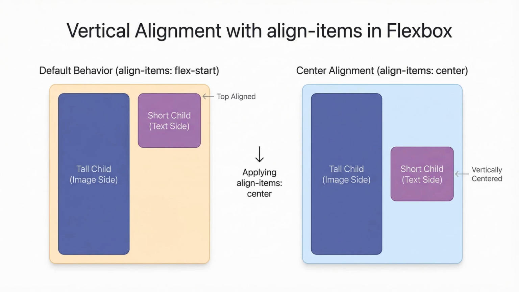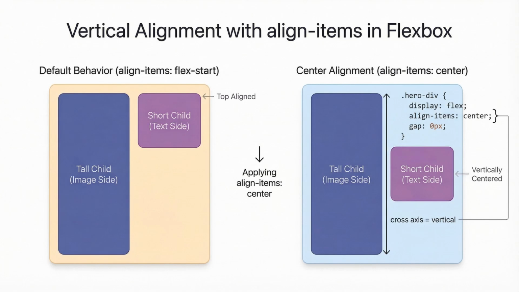After getting the side-by-side layout, the next issue is vertical alignment. The text content sits at the top while the image is taller. To center the content vertically, align items center is applied to the flex parent, the hero div. This works because align items controls alignment along the cross-axis, which in a row direction flex container means vertical centering. It's important to understand the axis distinction in Flexbox. The main axis runs in the direction of flex, horizontally by default. The cross-axis is perpendicular, vertical. Justify content controls alignment along the main axis, while align items controls alignment along the cross-axis. So for vertical centering in a row layout, align items is always the property to reach for.